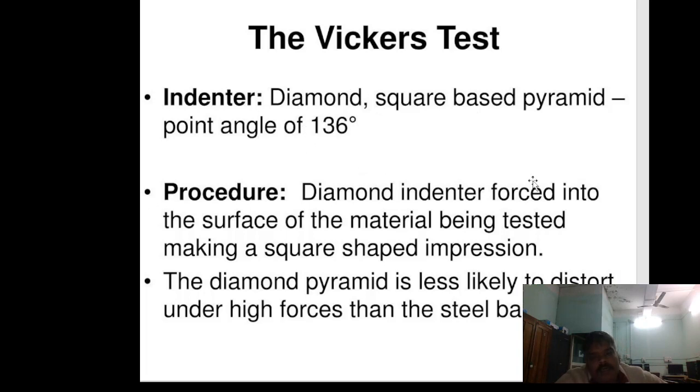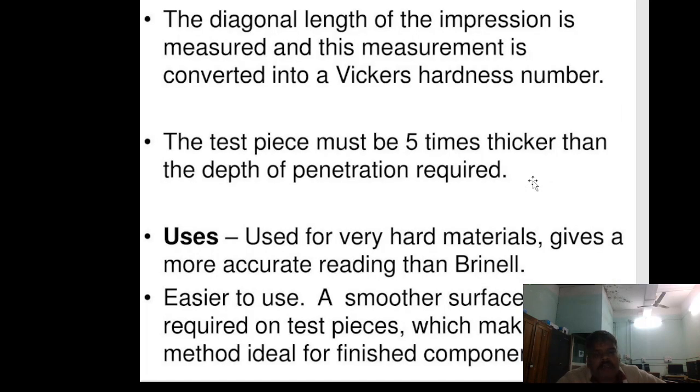Procedure: the diamond indenter is forced into the surface of the material being tested, making a square-shaped impression. The diamond pyramid is less likely to distort under high forces than the steel ball. The diagonal length of the impression is measured and this measurement is converted into a Vickers hardness number. The test piece must be 5 times thicker than the depth of penetration required.